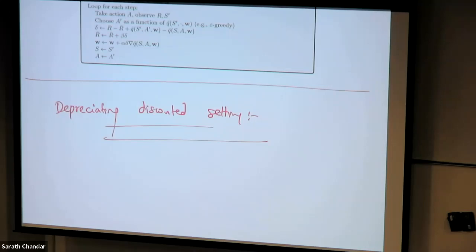Now, why is this interesting? This is interesting because now I can remove gamma. Gamma is a thing for which we need to find the right value, and now I can actually remove gamma in this setting. So we're going to prove that.